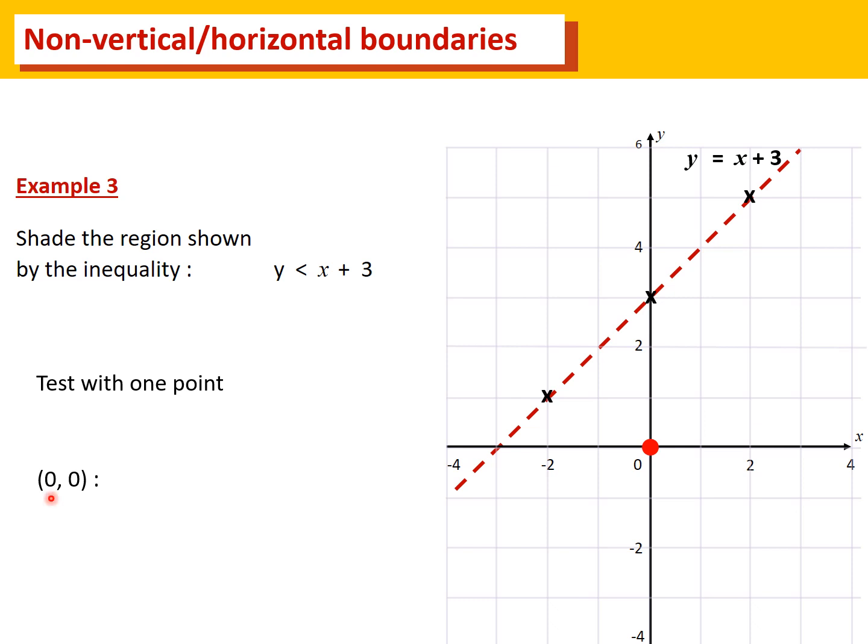So what we do, we take our values x is 0 and y is 0, and we substitute them into the inequality. So y less than x plus 3 now becomes 0 less than 0 plus 3. And is that true? Is 0 less than 3? Yes, it is. And that means that the point 0, 0 fits the inequality, and therefore that is part of the region that we require.